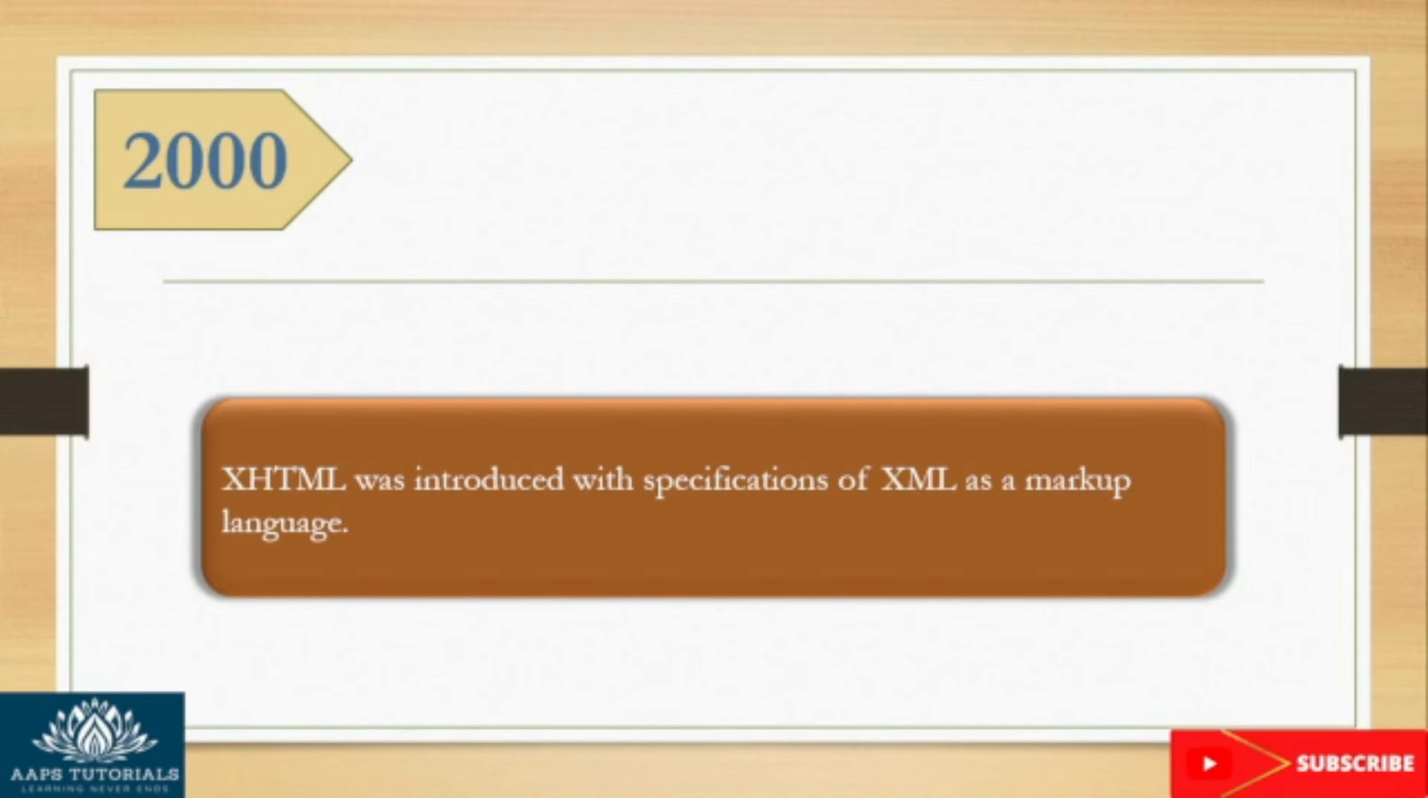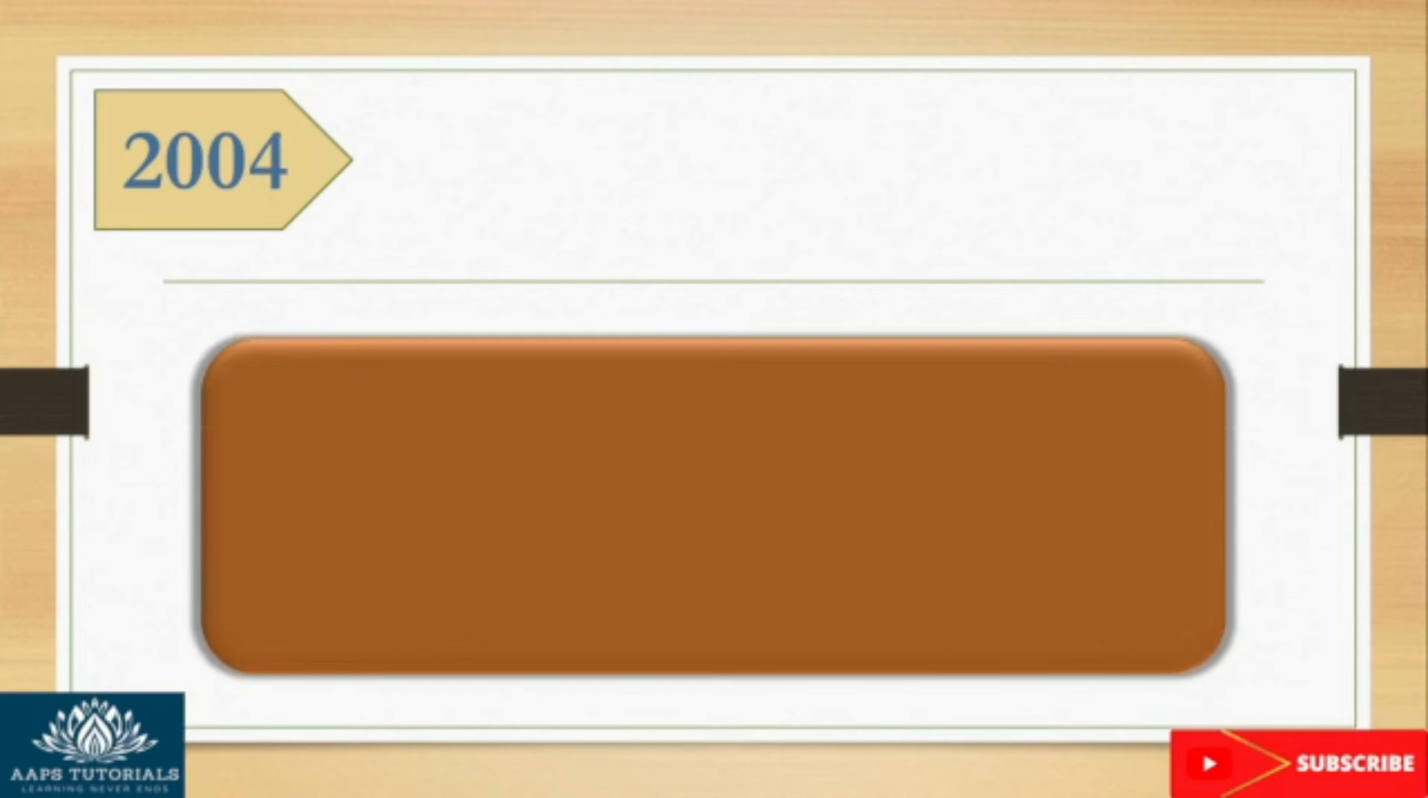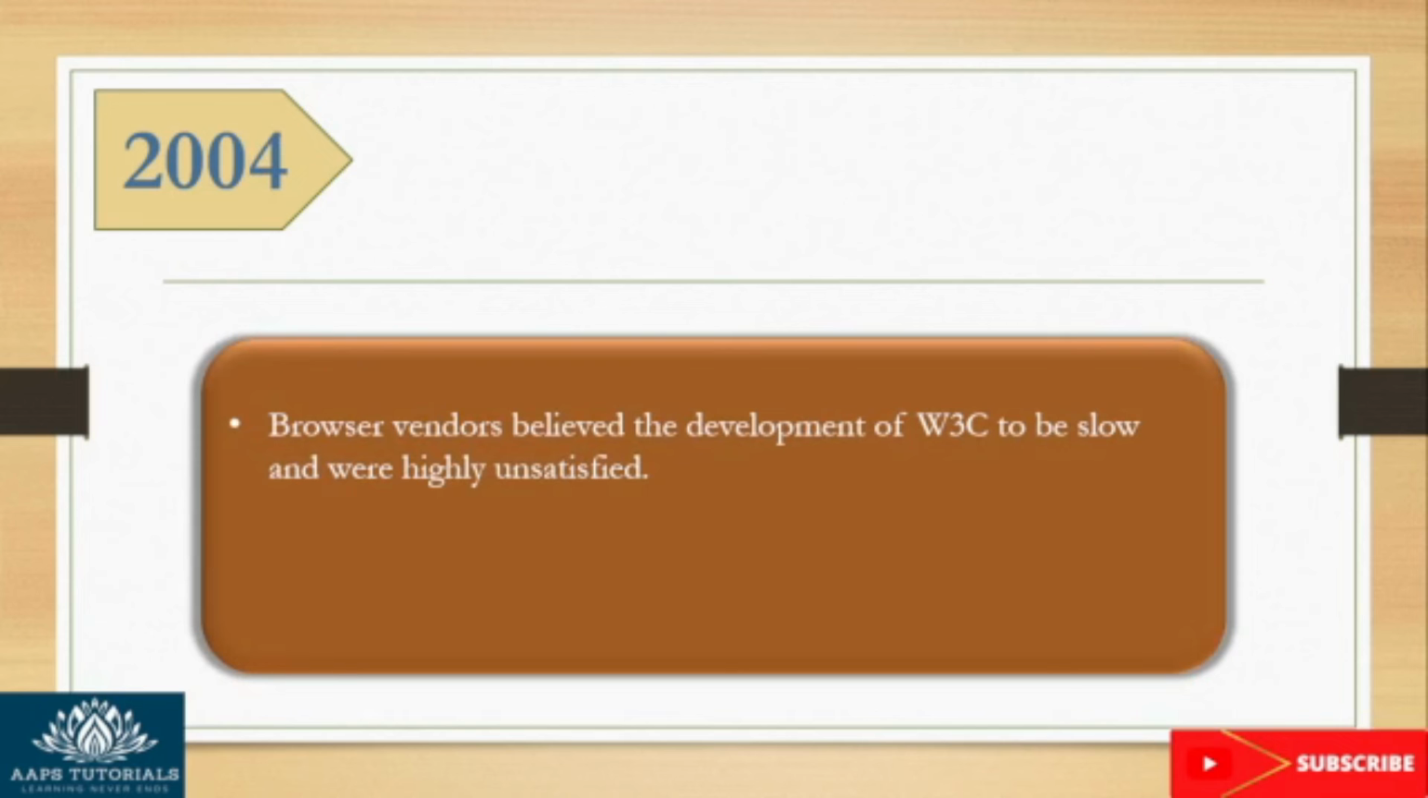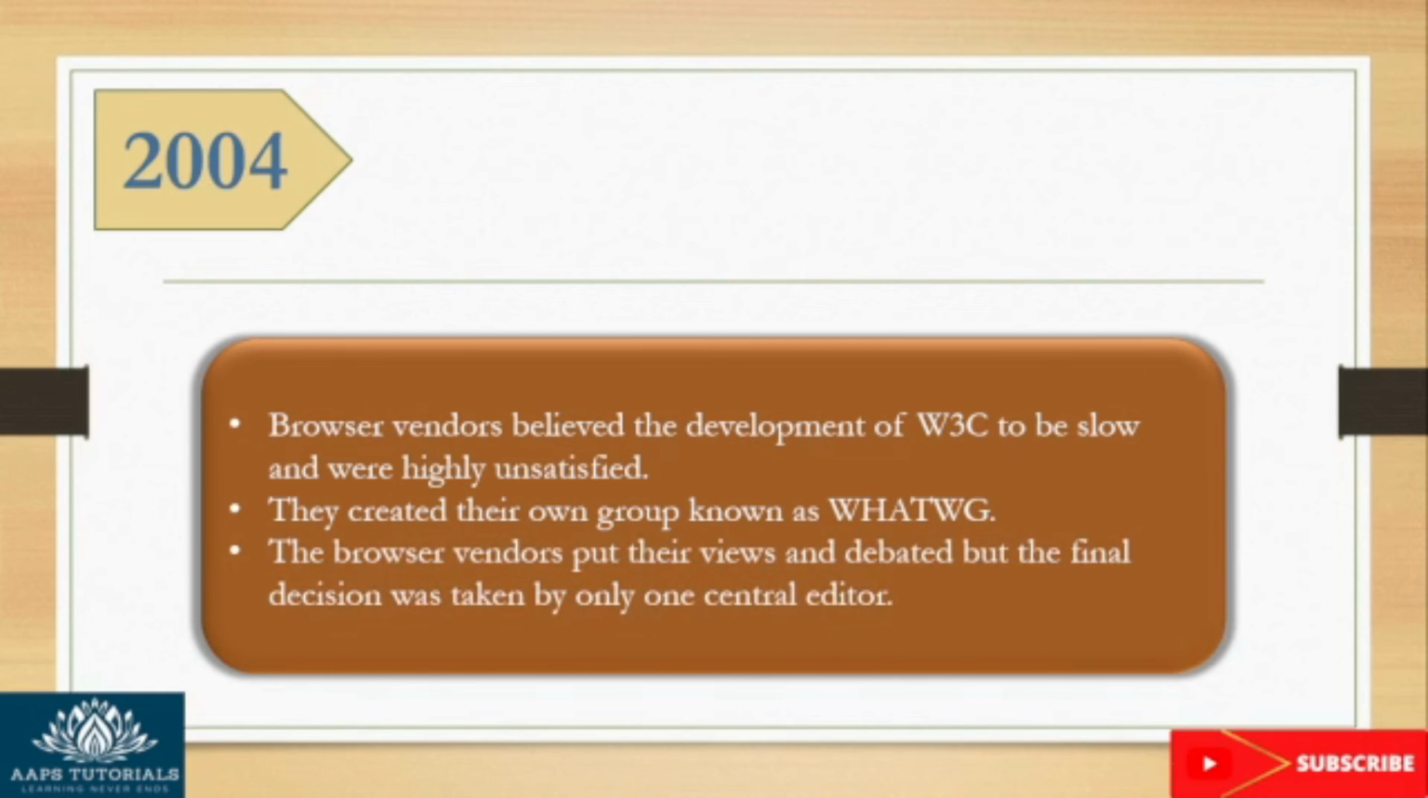But the browser vendors still remained very unsatisfied with the slow development of W3C, and in 2004 they created their own group, which is known as the Web Hypertext Application Technology Group. In this group, the browser vendors used to debate and discuss their points of view, but the final decision was taken by only a single person, which was the one central editor.